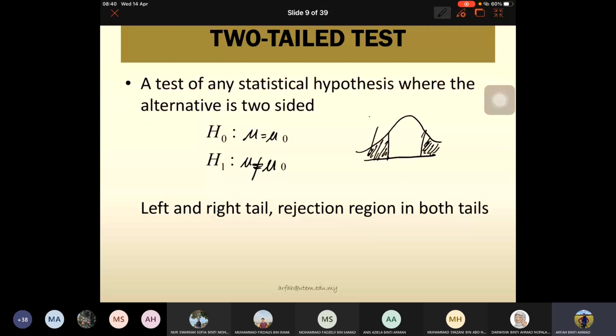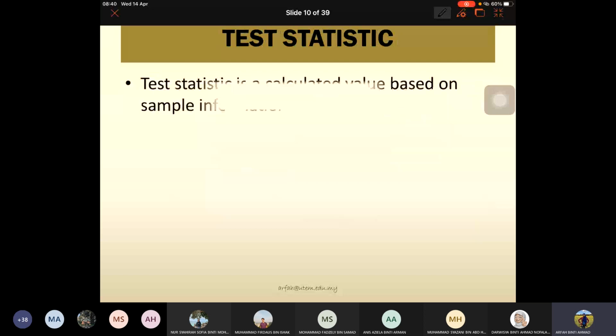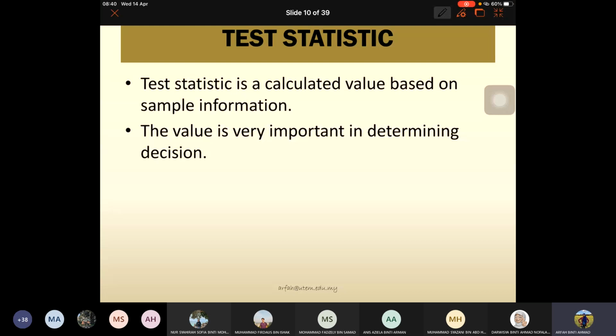So yang saya lorikkan ini adalah dia punya rejection region, rantau penolakan. You want to reject H null. So the left and right tail, the rejection region is in both tails. So nanti kita tengok dia punya example lah. So test statistic is calculated based on the value of sample information, and the value is very important in determining the decision. Then apakah jenis test statistik?